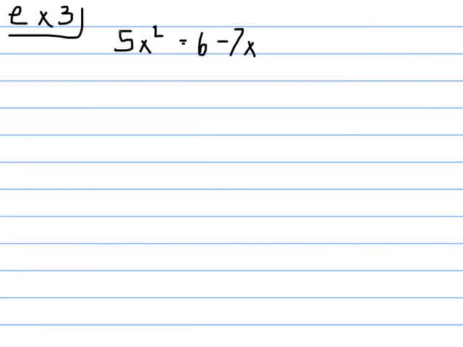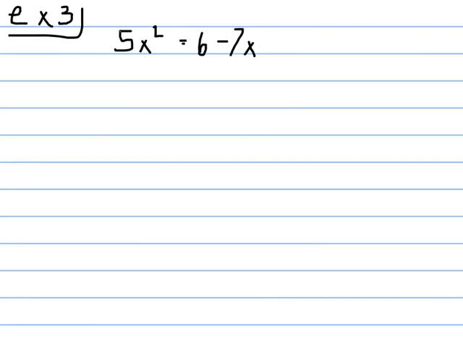The next equation is 5x squared equals 6 minus 7x. So the first step that we need to do is determine the highest power. In this case, we have x squared, so the degree of this is 2, which means we can have at most 2 solutions.